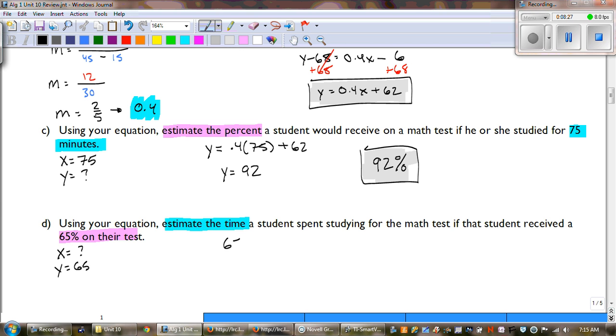So plugging that into our equation, we get 65 equals 0.4x plus 62. Well, the first thing we have to do is subtract 62 from both sides. And we get 3 equals 0.4x. And then we have to divide both sides by 0.4. And when we do that, x equals, you should have gotten 7.5 minutes.